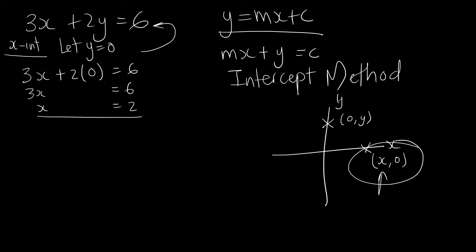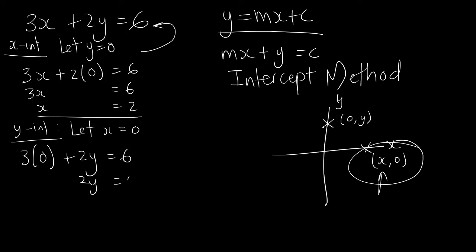Now we come to the next one, which is the y-intercept. So let x equal 0. Substitute again: we have 3 times 0 plus 2y is equal to 6. 2y is equal to 6, and y is equal to 3. So my coordinates would be, remember, x is equal to 2, so y will be 0, giving (2, 0), and the other one is (0, 3).